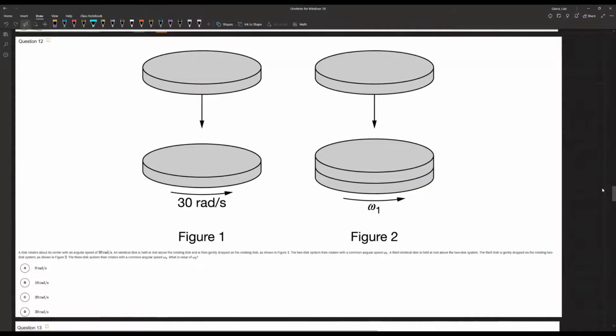A disk rotates about its center with an angular speed of 30 radians per second. That's absolutely fast. An identical disk is held at rest above the rotating disk and then gently dropped on the rotating disk as shown in figure 1. The two-disk system rotates with a common angular speed. A third identical disk is held at rest above the two-disk system. The third disk is gently dropped on the rotating two-disk system as shown in figure 1, and the three-disk system rotates with a common angular speed of omega 2. What is this value?